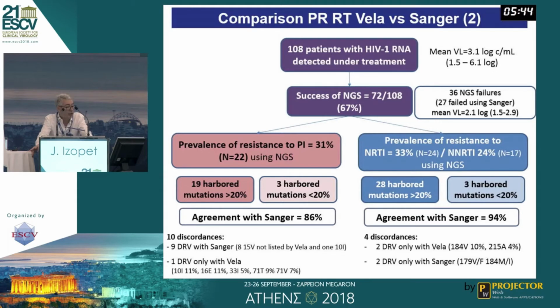The prevalence of resistance to NRTI was 33% and to NNRTI 24%. And the overall agreement with Sanger was 94%.